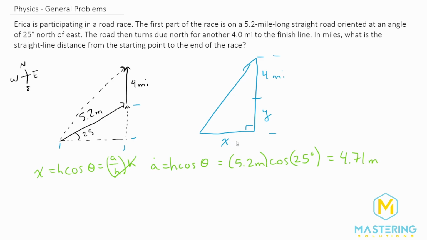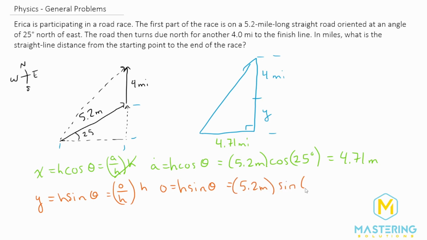So this, let's replace the x for 4.71 miles. Now we need to find the y component. So the y component of the triangle is the opposite, and so we'll be using sine. So sine of theta is equal to opposite over hypotenuse. Doing the same thing, move hypotenuse over, gives us the opposite is equal to h times the sine of theta. So now we have 5.2 times the sine of 25 degrees.